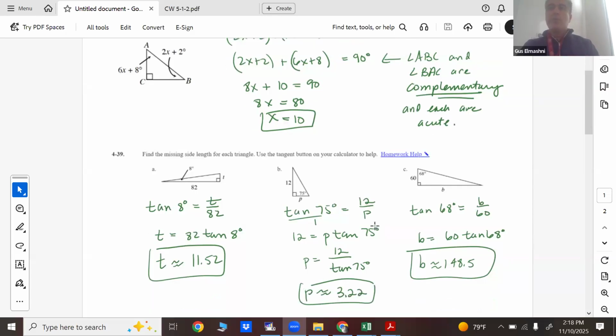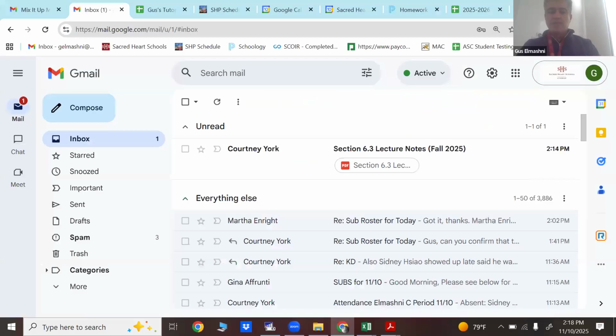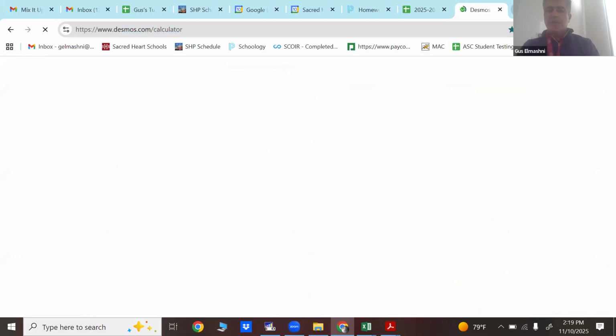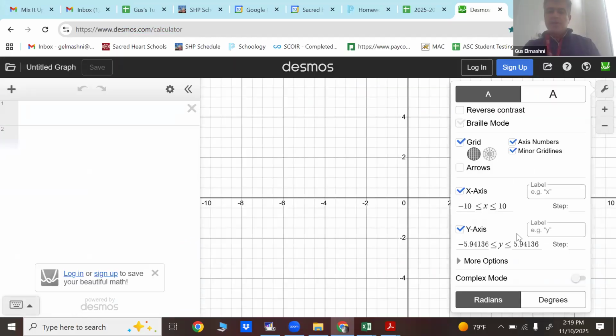Make sure you're in degree mode. Very important. Do not be in radian mode. It will give you a wrong answer. If you do it in Desmos, that's fine too. But in Desmos, just remember, there's a little setting, looks like a little wrench over there. Just switch to degrees and it'll do just fine.